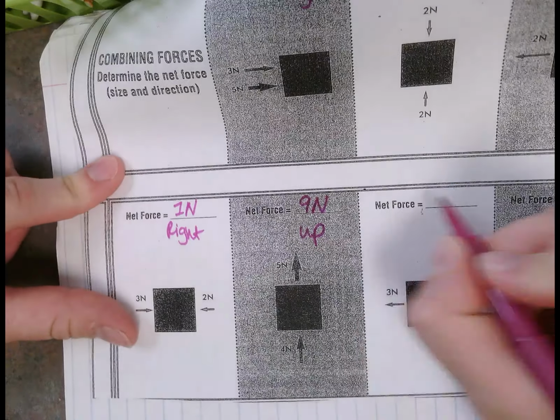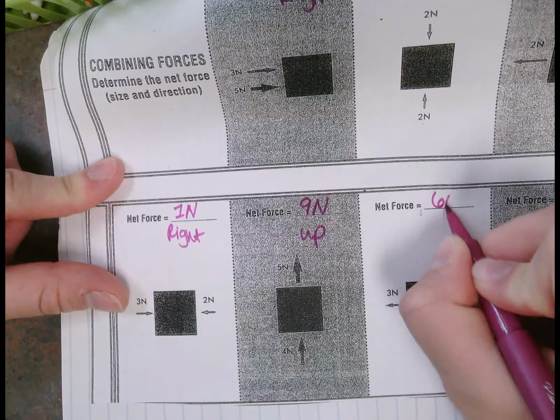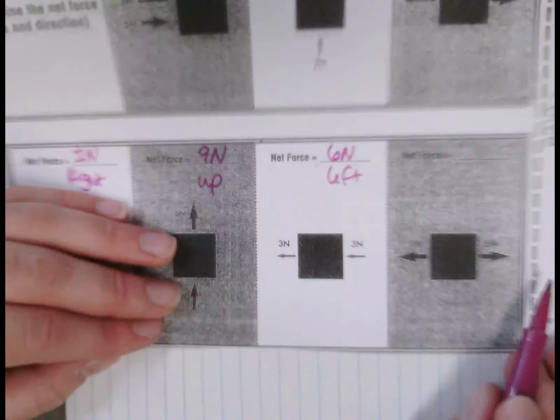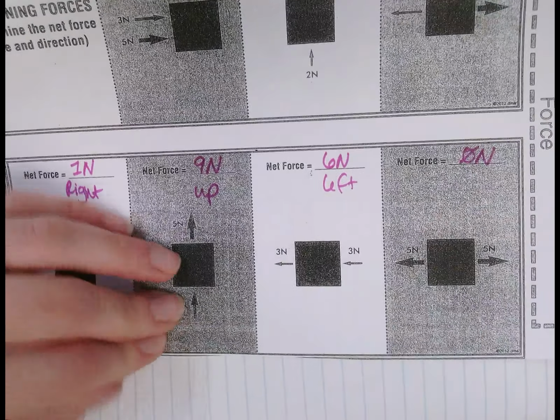Next, we have 3 newtons to the left and 3 newtons to the left. Again, you're going to combine these because they're going in the same direction. They're not opposing forces. It's going to be 6 newtons to the left. And then this one, because it's pulling 5 newtons to the right and 5 newtons to the left, it's going to be a 0 force. There is no movement. And ta-da, that's all you got to do.